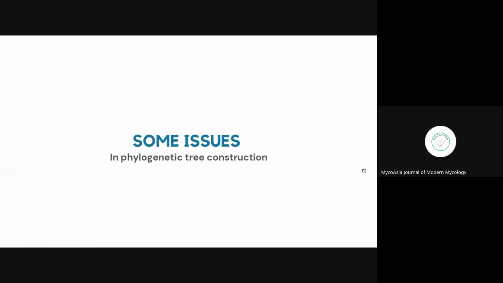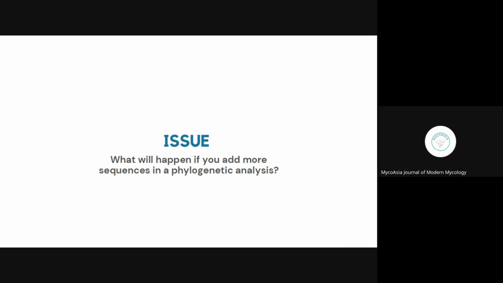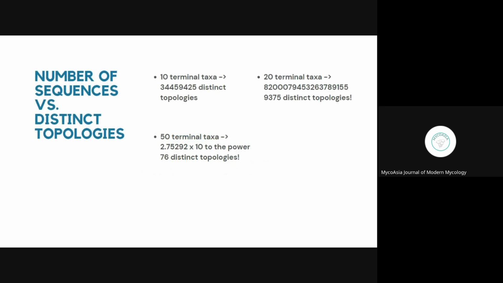There are some issues in phylogenetic tree construction that might need your kind attention. What will happen if you add more sequences in a phylogenetic analysis? If you have 10 sequences, that will result in about 3,4 million distinct topologies, the distinct branching patterns. So many trees. When you increase the sequences to 20, that will result in 82007 these many distinct topologies or branching patterns, these many trees.